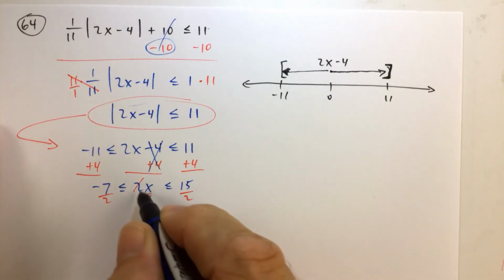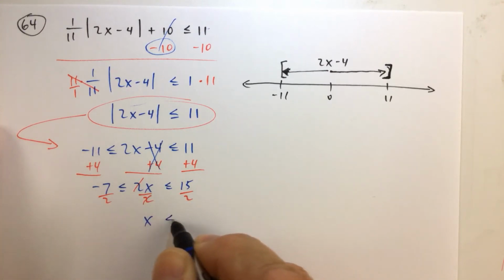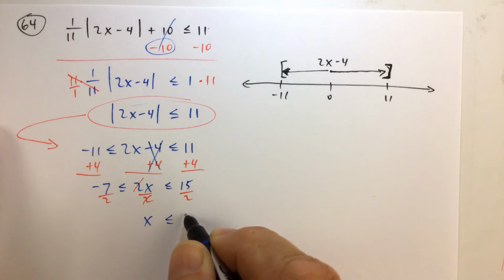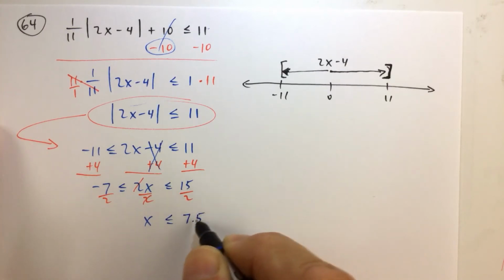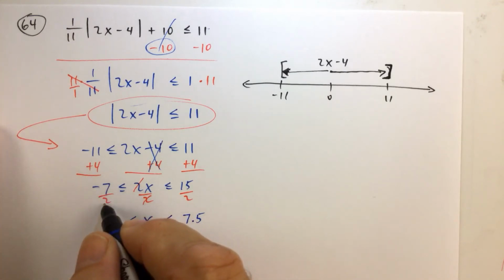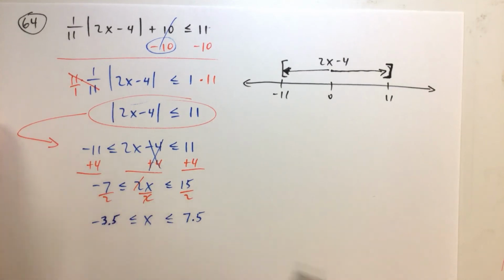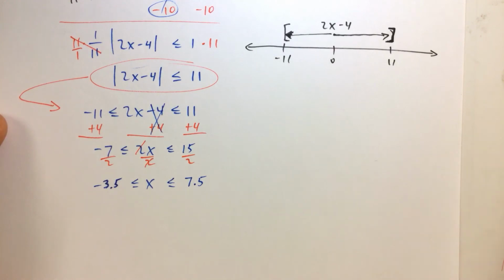So if we divide both sides, or all 3 parts, by 2, the 2's cancel here, and we get x is less than 15 halves. And let's write that as 7.5. And then x is also greater than or equal to negative 7 halves. That's negative 3.5. I think it's easier when you need to graph to write it as a decimal. That way you can easily find what you're looking for on the number line.